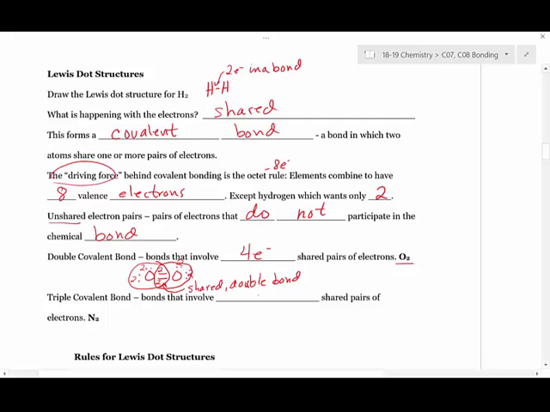A triple covalent bond is a bond that involves 6 electrons in shared pairs. So there are 3 shared pairs, but that equals 6 electrons. And in oxygen, there's 4 electrons, which are 2 shared pairs. And the bonding for nitrogen involves a triple bond, and it looks like that.